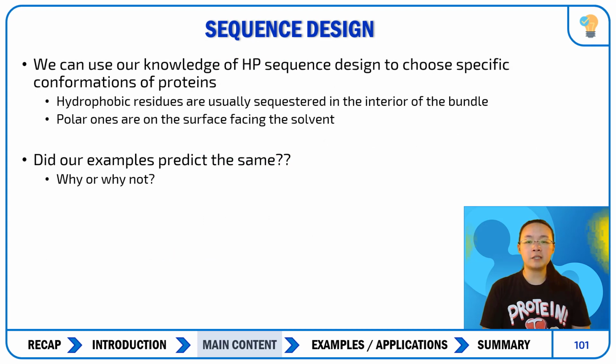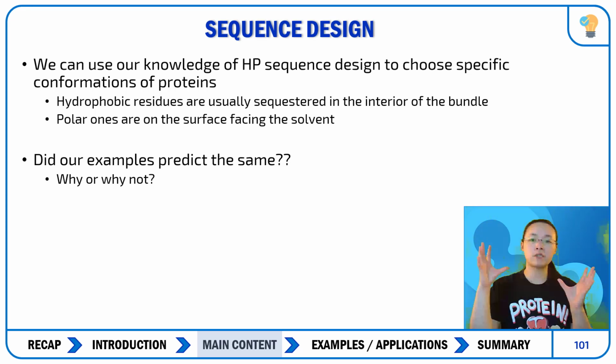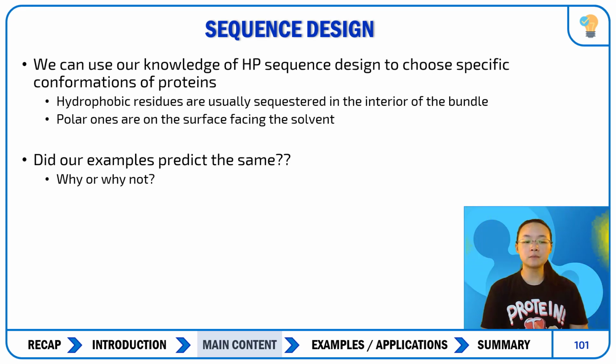Using our knowledge of HP sequence design, we can choose specific conformations of proteins. Hydrophobic residues are usually sequestered in the interior of a bunch of residues, with polar ones on the surface facing the solvent. So with the examples we did before, did they predict the same?